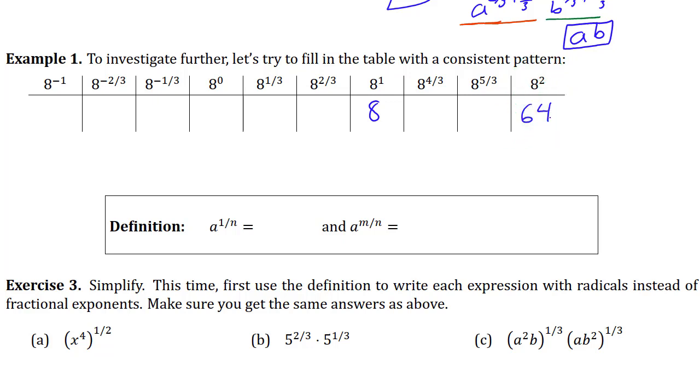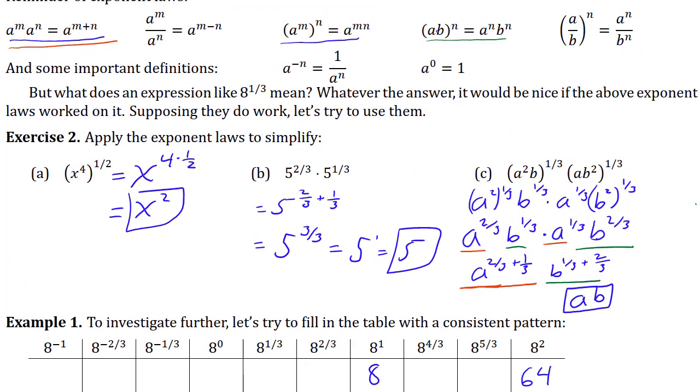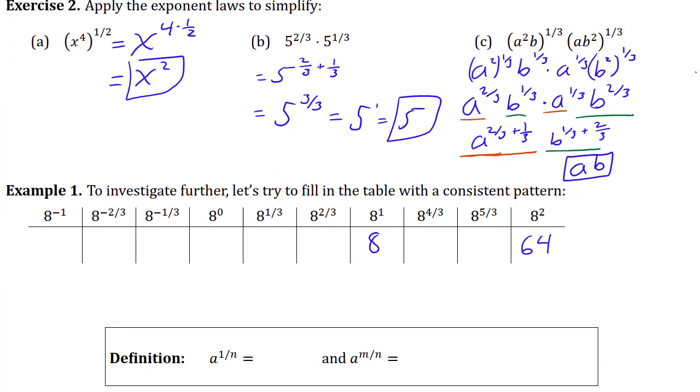And let's see, we can also use what we know about the negative exponents and 0 exponents. 8 to the power 0 should be 1, and 8 to the power negative 1 is 1 over 8 to the power 1, or just 1/8. All right, so what about all these other ones in between?